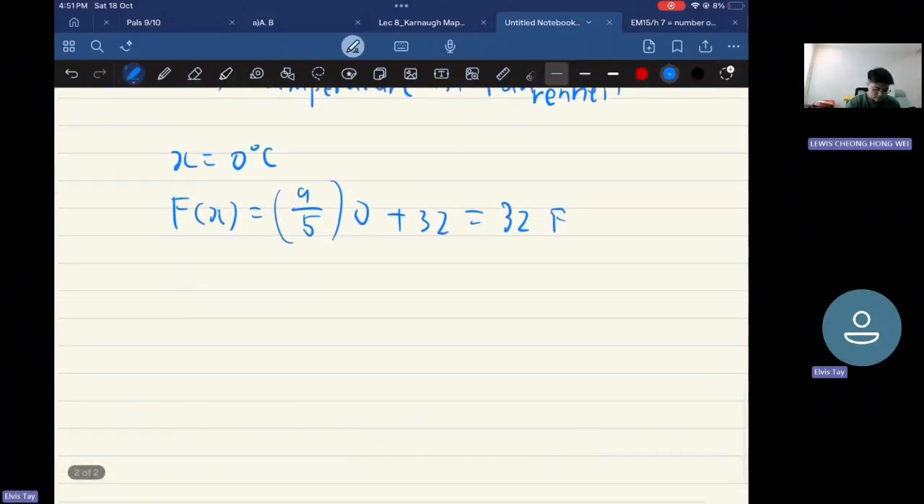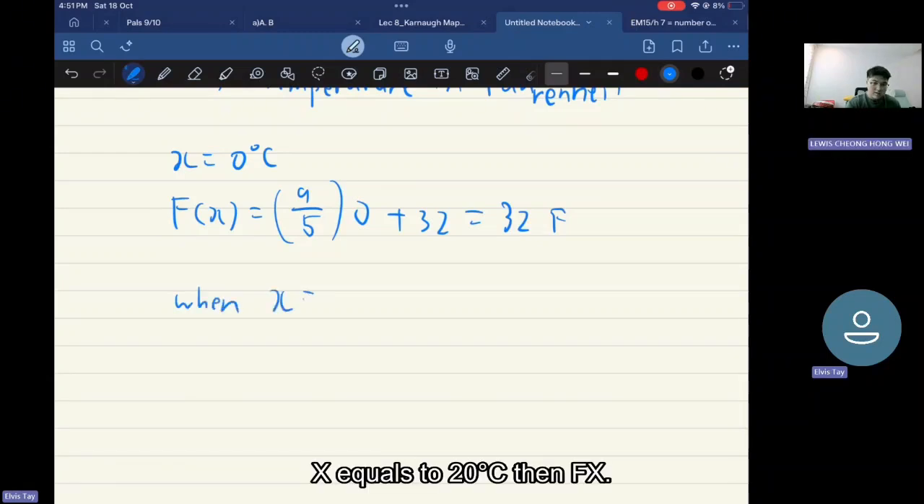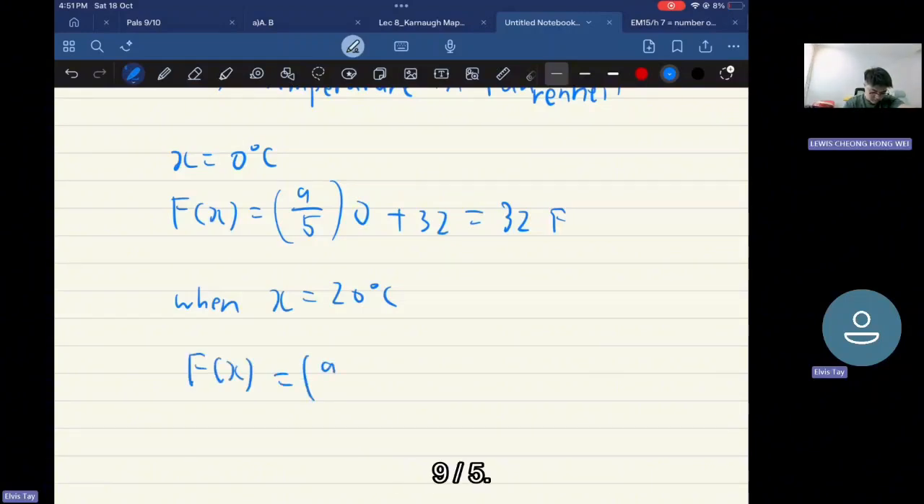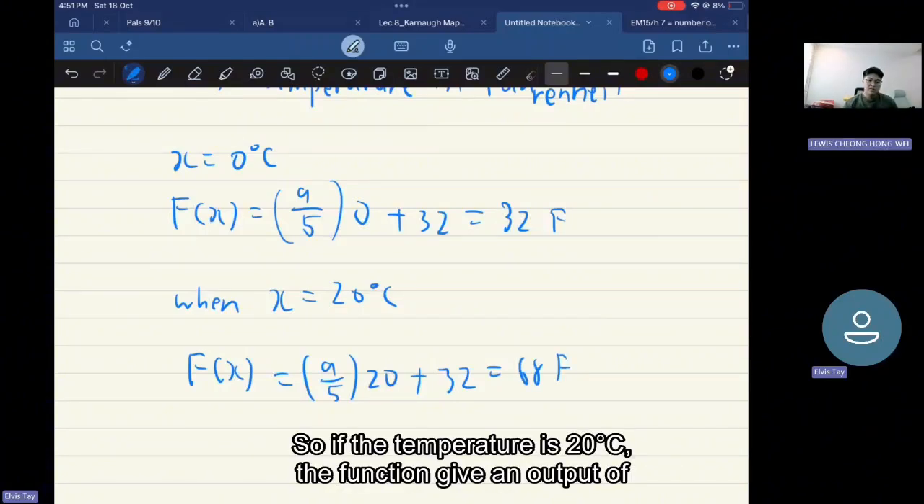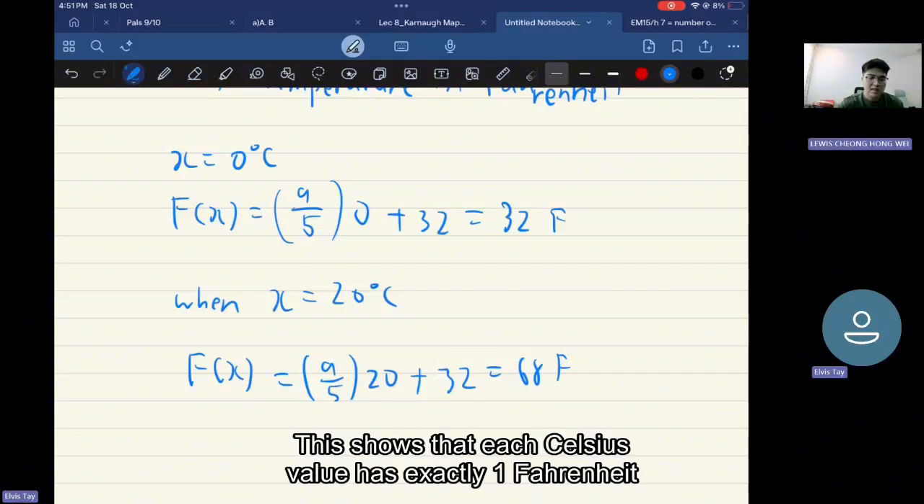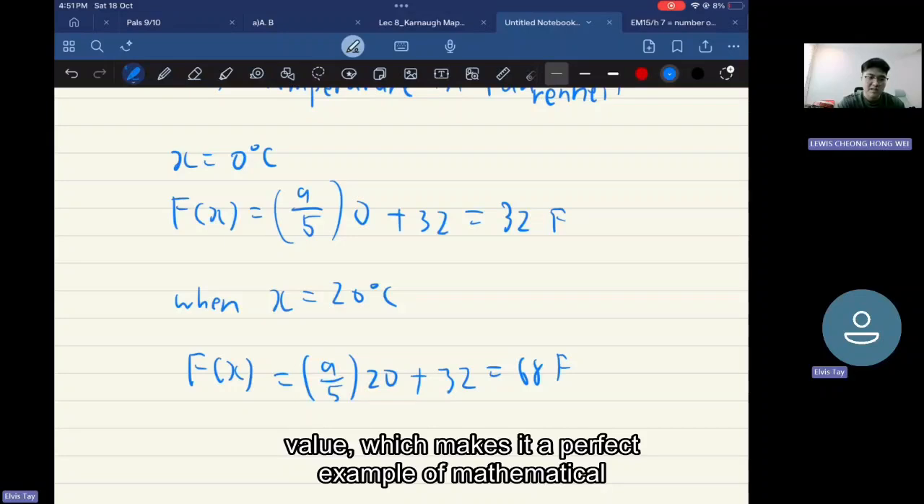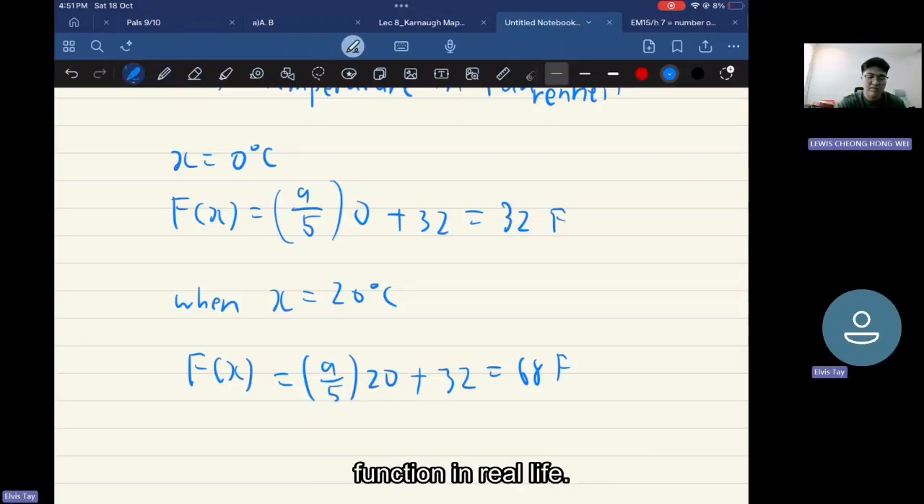Another example is when x equals 20 degrees Celsius, then f(x) equals 9/5 times 20 plus 32 equals 68 Fahrenheit. So if the temperature is 20 degrees Celsius, the function gives an output of 68 Fahrenheit. This shows that each Celsius value has exactly one Fahrenheit value, which makes it a perfect example of a mathematical function in real life. Thank you.